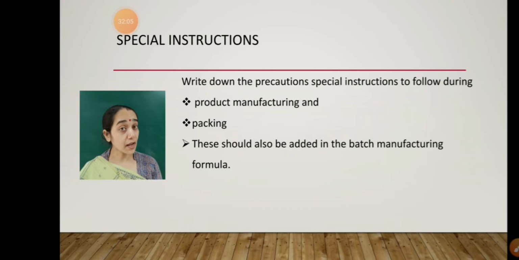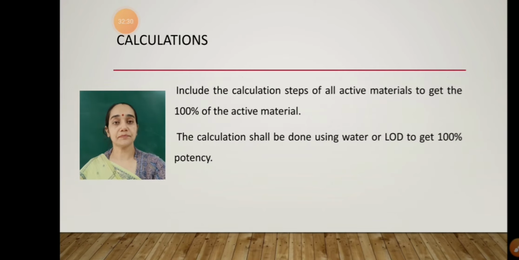Meaning as we write the batch manufacturing formula, all these special instructions should be written below the batch manufacturing formula, so that the unavoidable or undue things which are going to happen can be avoided and we can maintain the quality of the product.